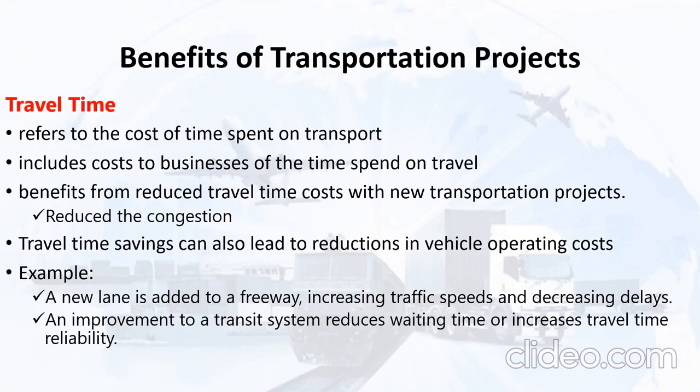With a new transportation project, they reduce the congestion, the negative externality. Travel time saving can also lead to reduction in vehicle operating costs. For example, here, for the time travel, a new lane is added to a freeway, increasing traffic speeds and decreasing delay. And improvement to the transit system reduces waiting time or increases travel time reliability. This one we call the benefits of a transportation project.